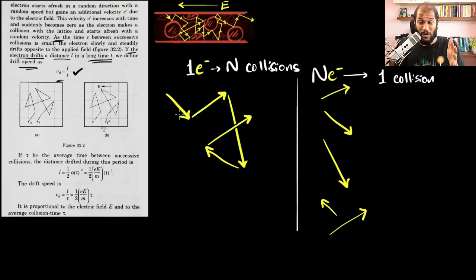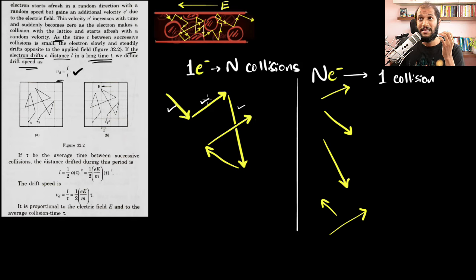Why? Because remember we said that after a collision, the electron forgets its memory and starts fresh. This makes these travel paths independent of each other. So these are independent events, right? And when you have independent events, it doesn't matter whether you consider them one after the other or at the same time.